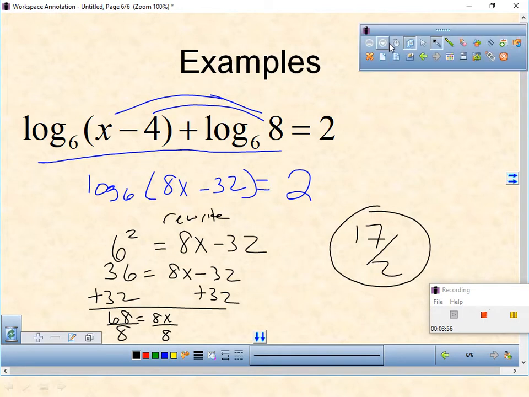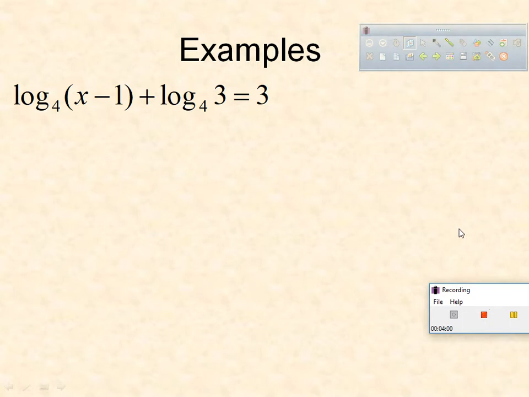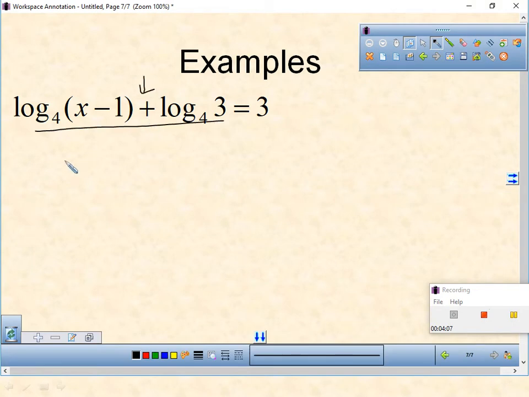All right, let's take a look at another example. And so here it is. Done, but obviously you got it right. All right, to solve this problem, what you would do is condense the left side, and so you'd rewrite this as multiplication. So you'd have log base 4 of 3x minus 3 equals 3.